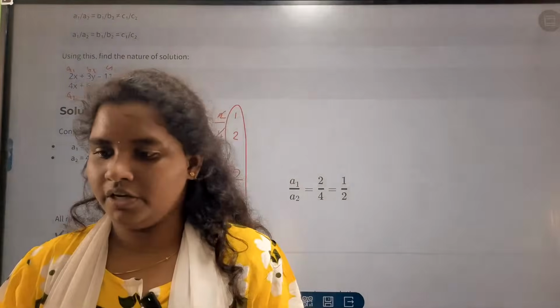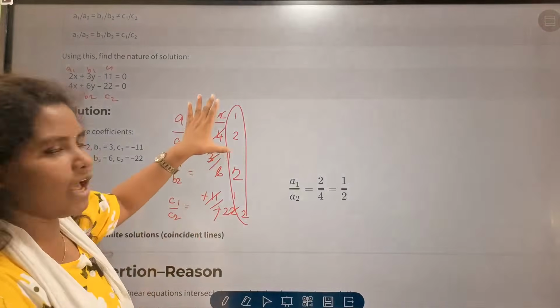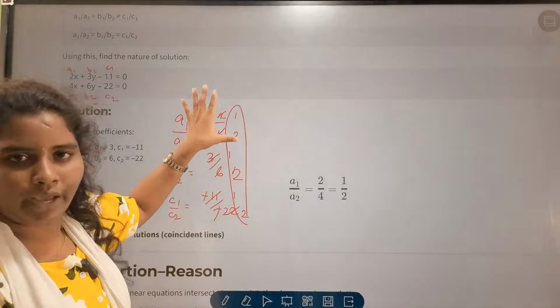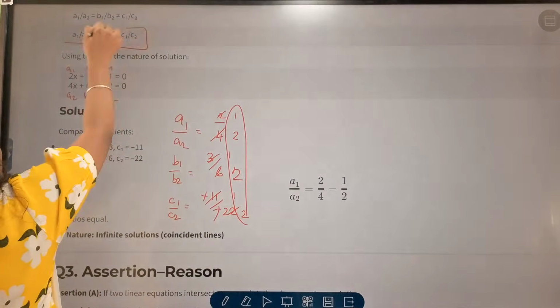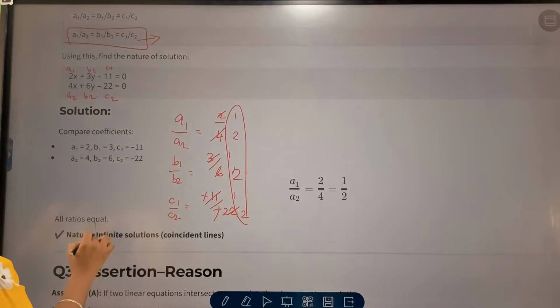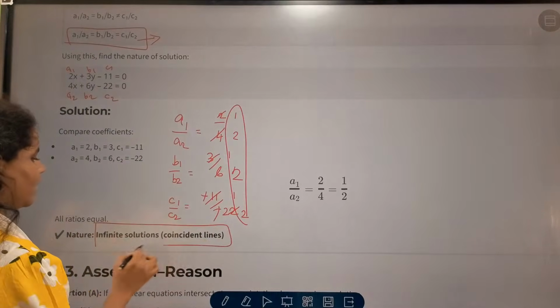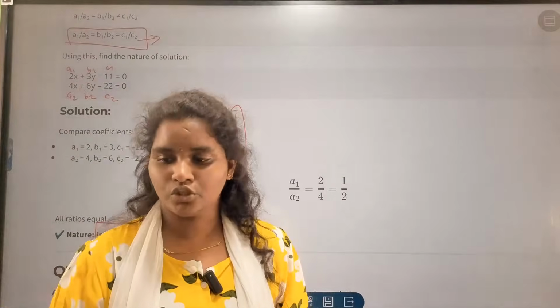Very good. So all the three values are equal, it's 1 by 2, right? So the third condition is satisfied. If all three ratios are equal, then the nature is infinite solution. We have infinitely many solutions.